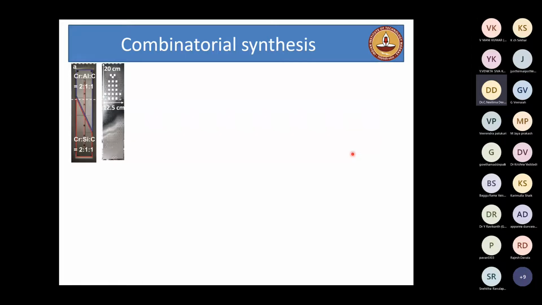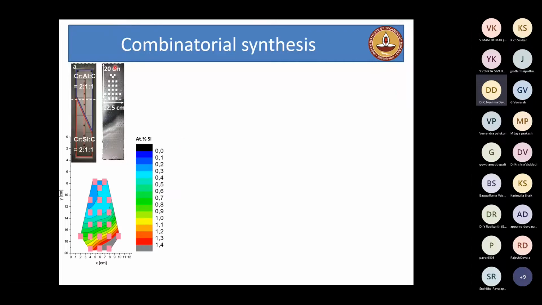That means we now produced a series of alloys, a series of coatings, at the same time. So these are the arrangement of substrates in a combinatorial synthesis setup. Now across this substrate, we have varying levels of silicon content. That means we use a target to produce a coating where one side of the target is made of chromium aluminum carbide, the other side is made of chromium silicon carbide. That means the bottom half is silicon rich, the top half is aluminum rich, and in between you have a gradient of composition with varying silicon ratio. So this is represented by this color coding.